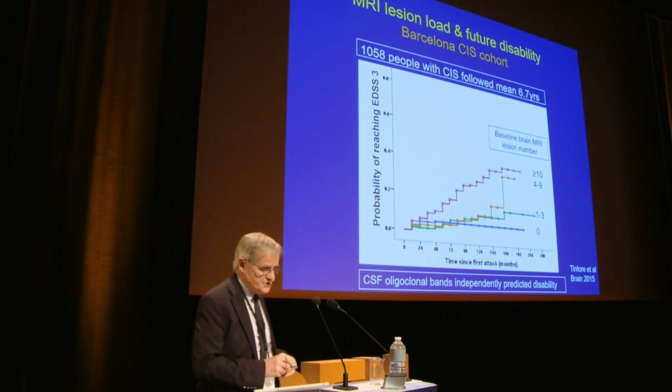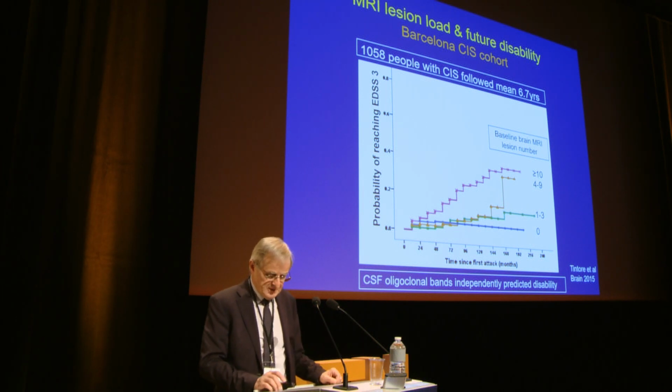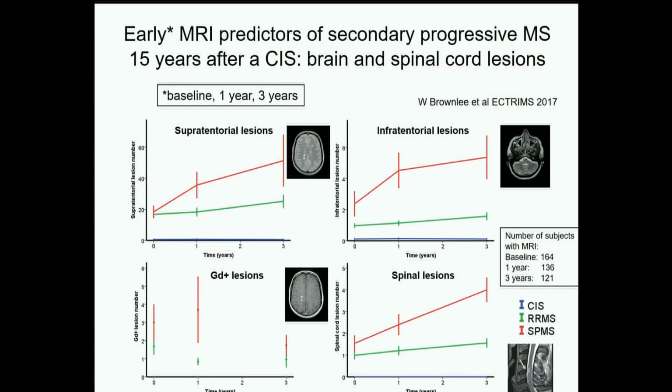Even individuals who had started off with between 4 and 9 lesions seem to have a worse prognosis for disability. Wallace Brownlee and Olga Ciccarelli in our centre have been trying to look a bit more closely at the early changes following a clinically isolated syndrome, a smaller group of patients, 160 subjects who have been followed for 15 years. And this is looking at lesion parameters at baseline, 1 year and 3 years.